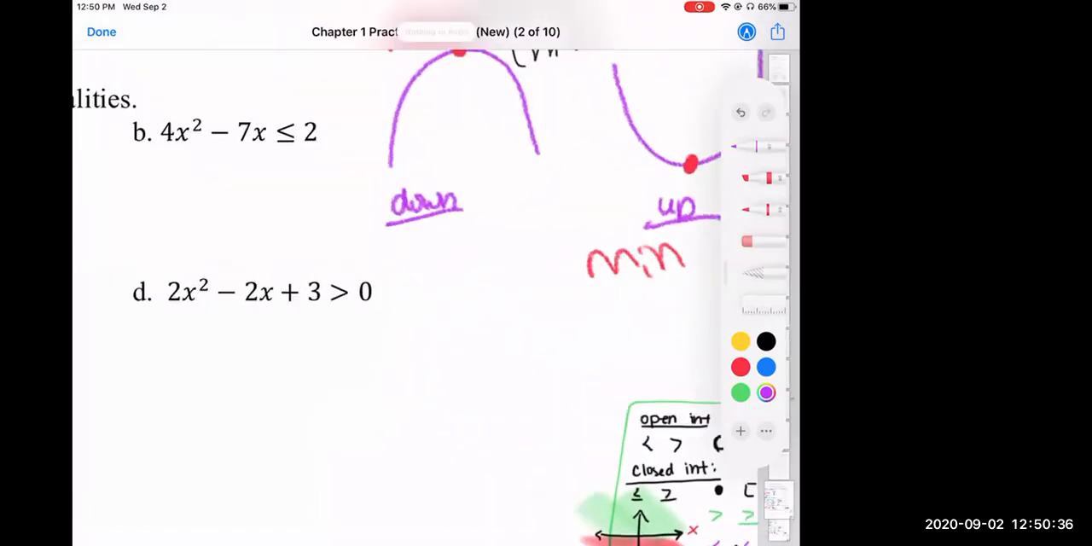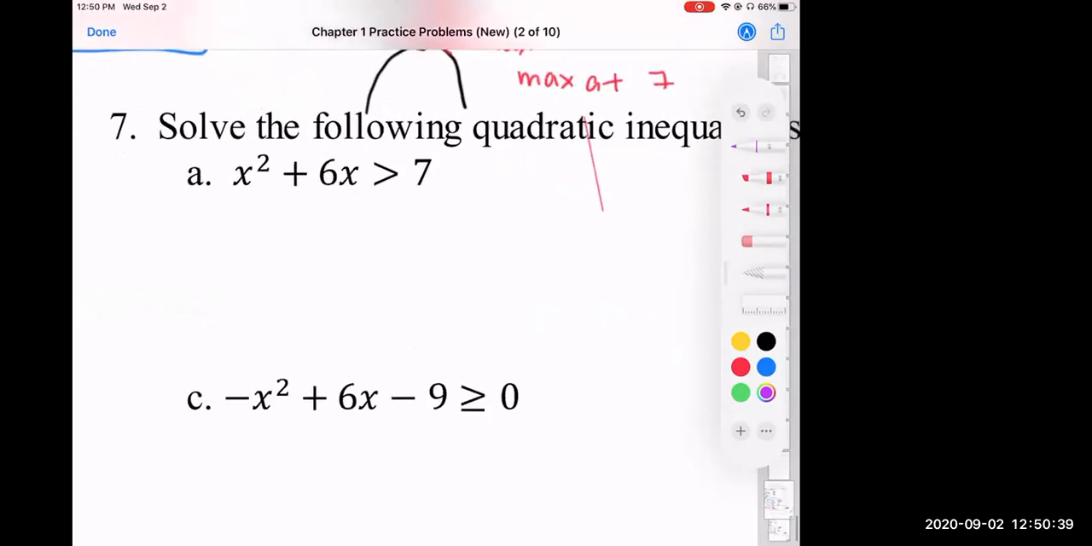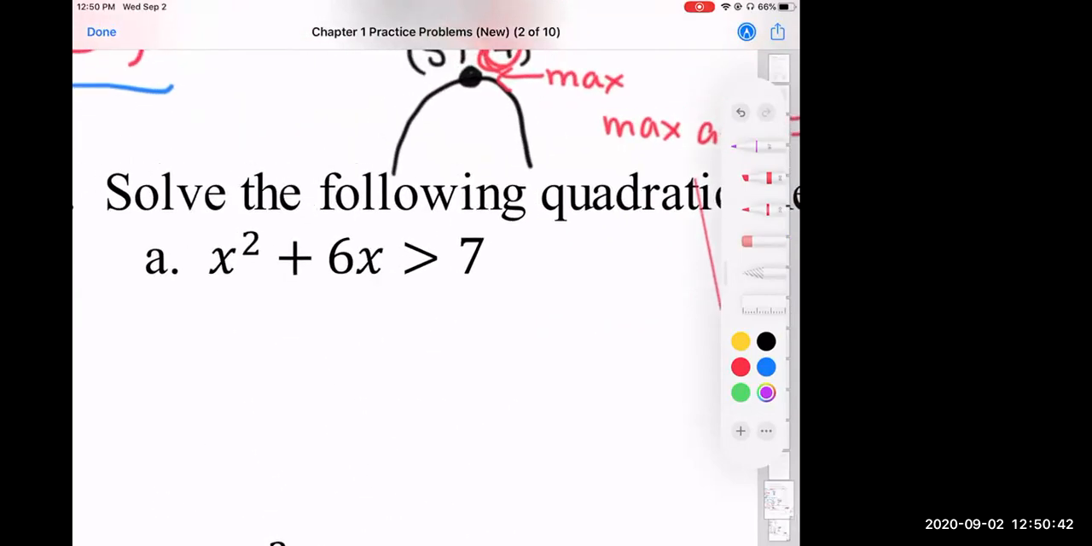Let's take a look at these questions. Let's take a look at A. So I have x squared plus 6x is greater than 7. Before we begin, we have to make sure it's equal to 0, and that's going to be our base. So I move that 7, so I have minus 7, minus 7. I have x squared plus 6x minus 7 is greater than 0.